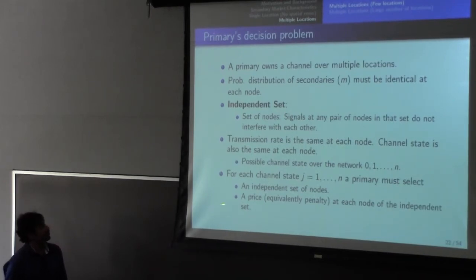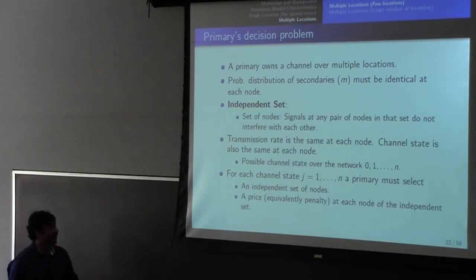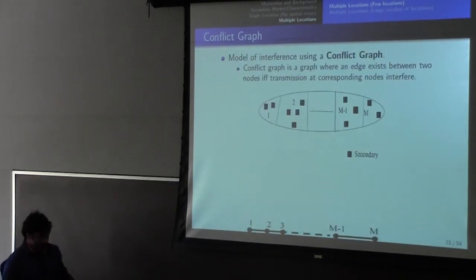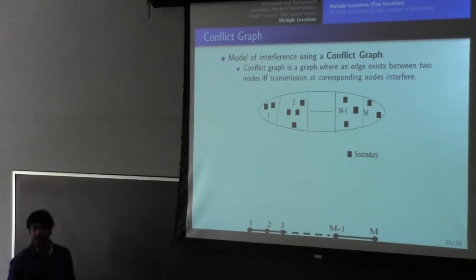So what is the decision problem for the primary? For each channel state j equals 1 to n, a primary must select an independent set of nodes and a price at each node of the independent set. We often model this interference using a graph, known as a conflict graph. A conflict graph is a graph where an edge exists between two nodes if and only if the transmissions at the corresponding nodes interfere with each other. You can see here these two neighboring locations interfere with each other. So this gives a linear conflict graph.